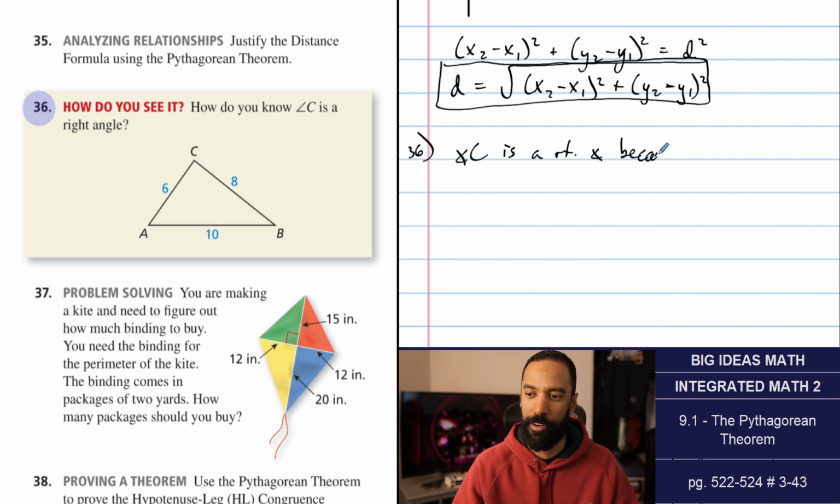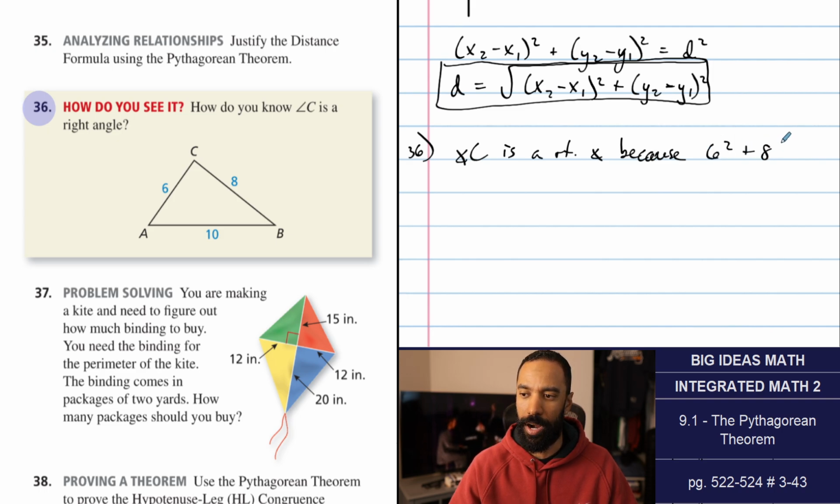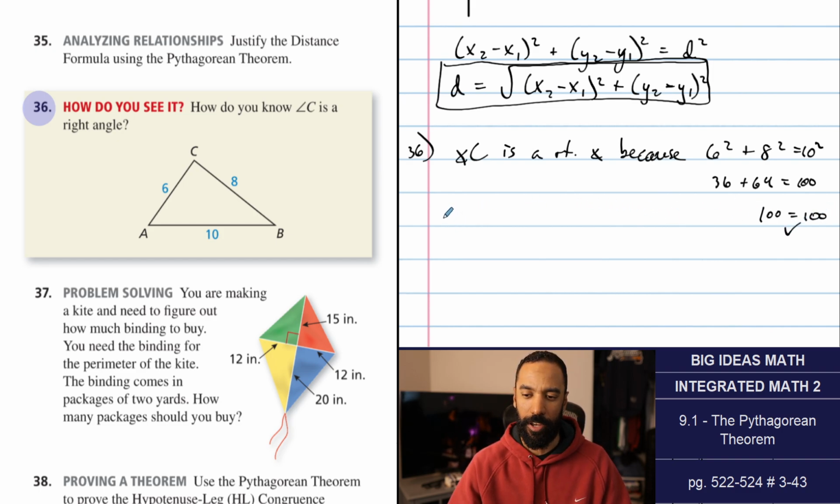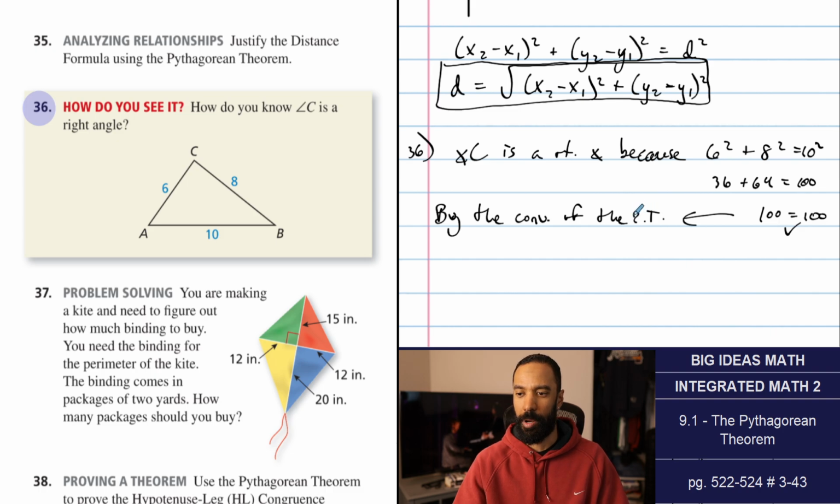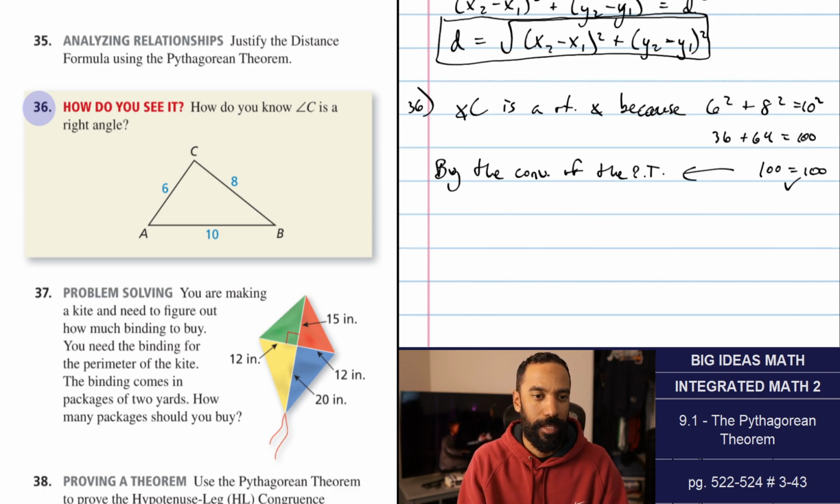because of the converse of the Pythagorean theorem. 6 squared plus 8 squared equals 10 squared. 6 squared is 36, 8 squared is 64, 10 squared is 100, and 100 equals 100. This is indicative of right triangles by the converse of the Pythagorean theorem. Sorry about the handwriting. Kind of getting there.